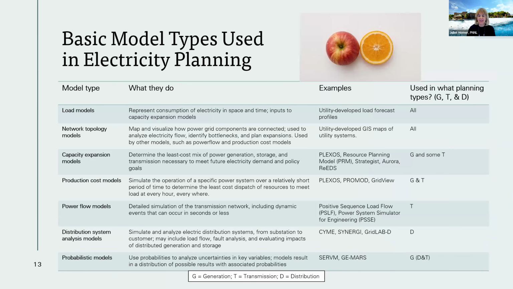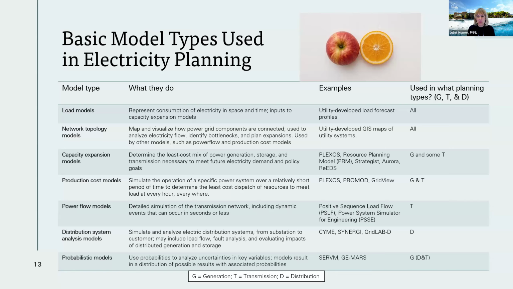Okay, so this is a slide that shows the different types of models that are used in electricity planning. I put this list together and discussed it with my colleague Ron, and he commented that this is a bit of an apples and oranges kind of list, but I enjoy good fruit salad, and I think it's still helpful to look at them all together.